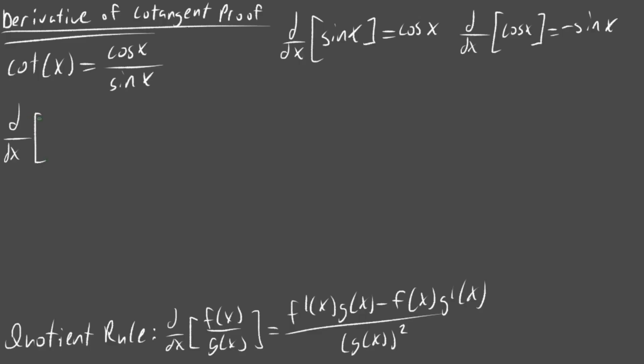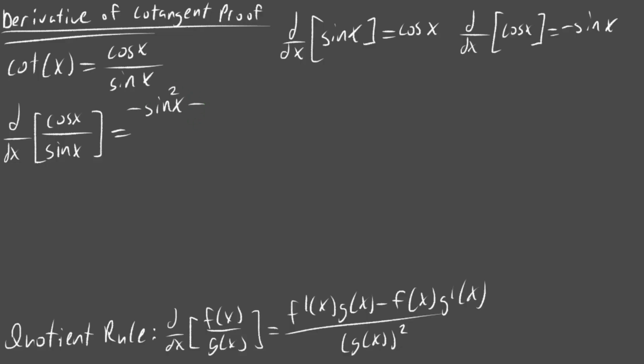So, let's write this down: the derivative of cosine of x over sine of x. We're going to take the derivative of the first, f prime of x. We're thinking of f of x as our cosine and g of x as our sine. So the derivative of cosine is negative sine, right? Negative sine of x times the bottom, which is sine. So this would be negative sine squared of x.